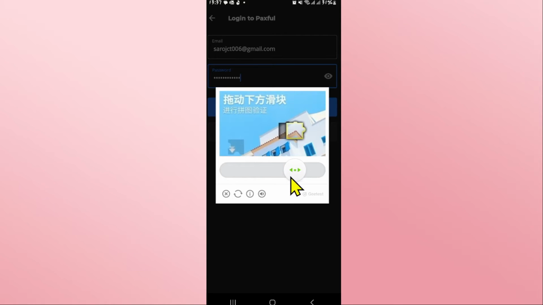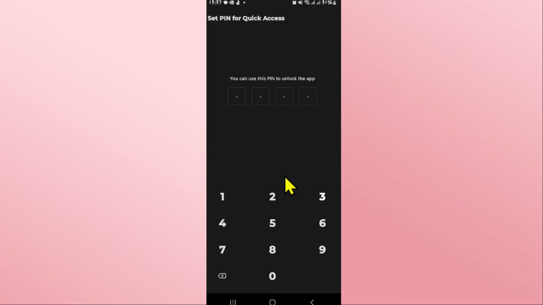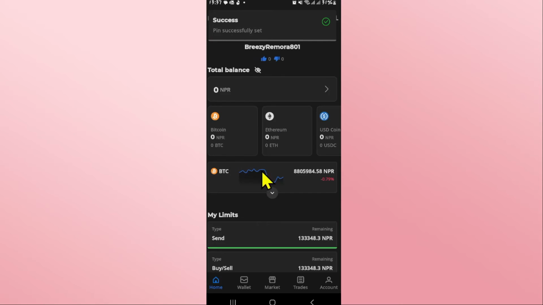puzzle. Once you solve this puzzle, you will be asked to set up a PIN for your account. Type in your desired PIN and you will be asked to enter it once again for confirmation. Once you type in your PIN for confirmation a second time, you will be logged into your account right away and you can immediately start trading.